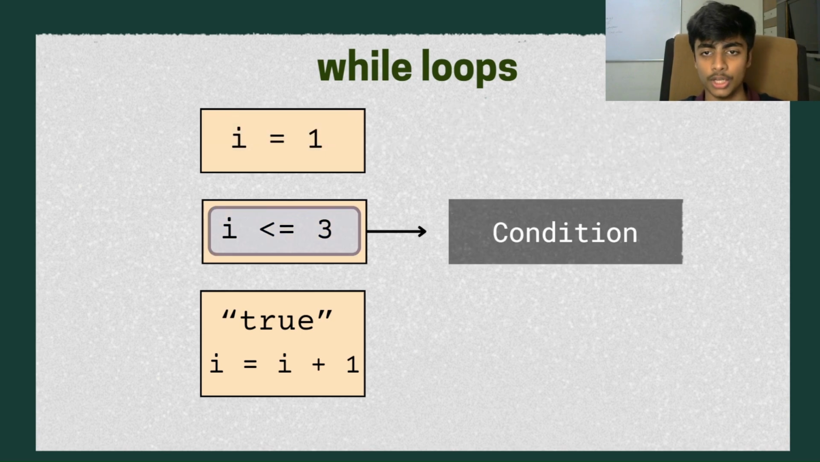Next, we have the condition. Now we already know what a condition is. As long as this condition is true, this loop keeps getting executed. As long as this condition is true, the block of code keeps getting executed.